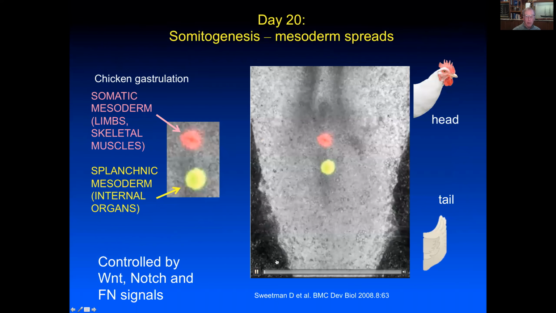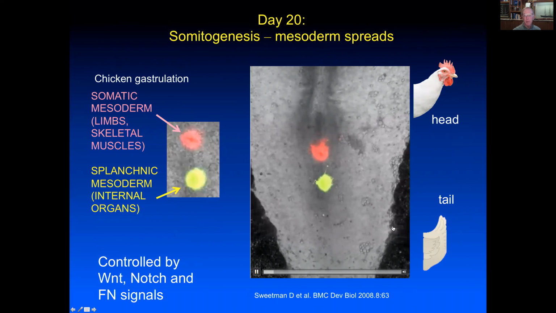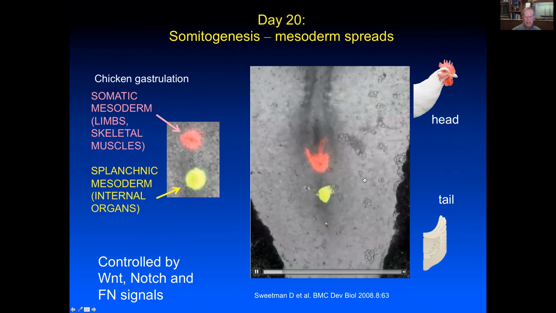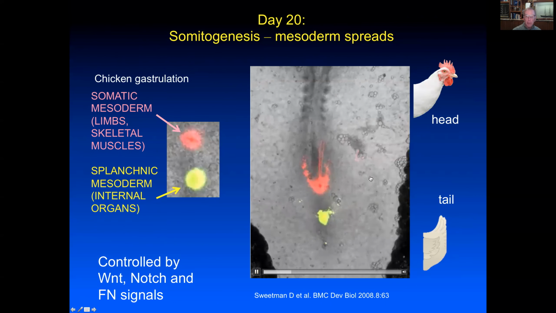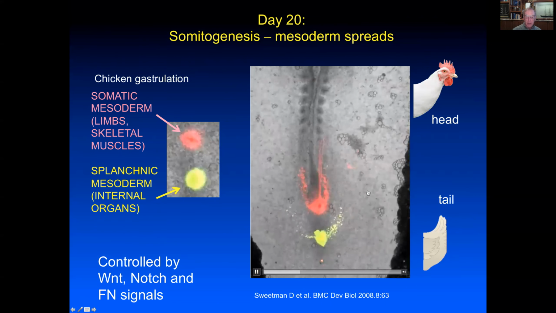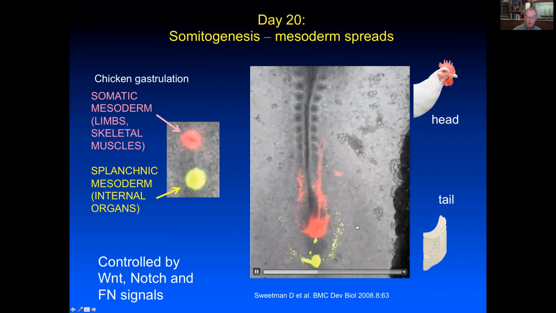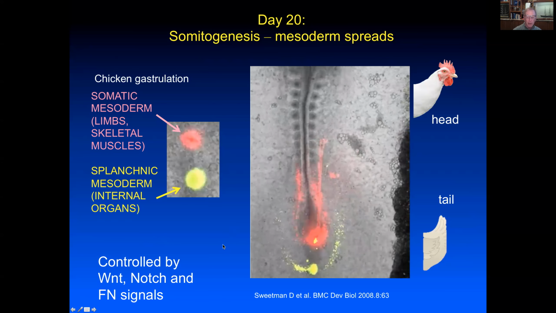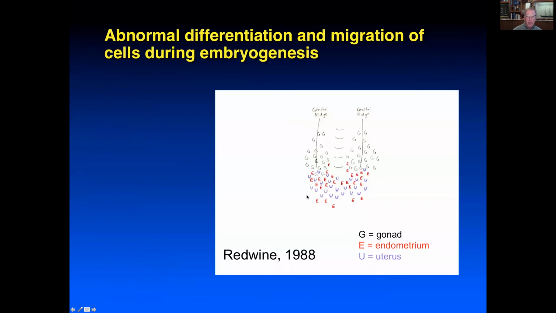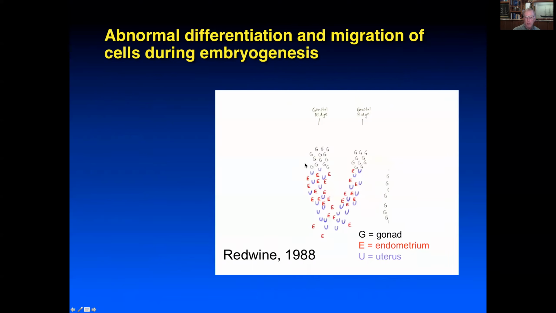Here is a different view of mesoderm development in the chicken embryo. The yellow is the internal organs developing. You can almost imagine that as the mesoderm forms, little bits and pieces can be scattered off and result in endometriosis later. Here's an early diagram I made in 1988 showing, in essence, somewhat the same thing. The G stands for gonads, ovary cells. The E stands for endometrium, and the U stands for uterine cells, such as the muscular layer of the uterus.